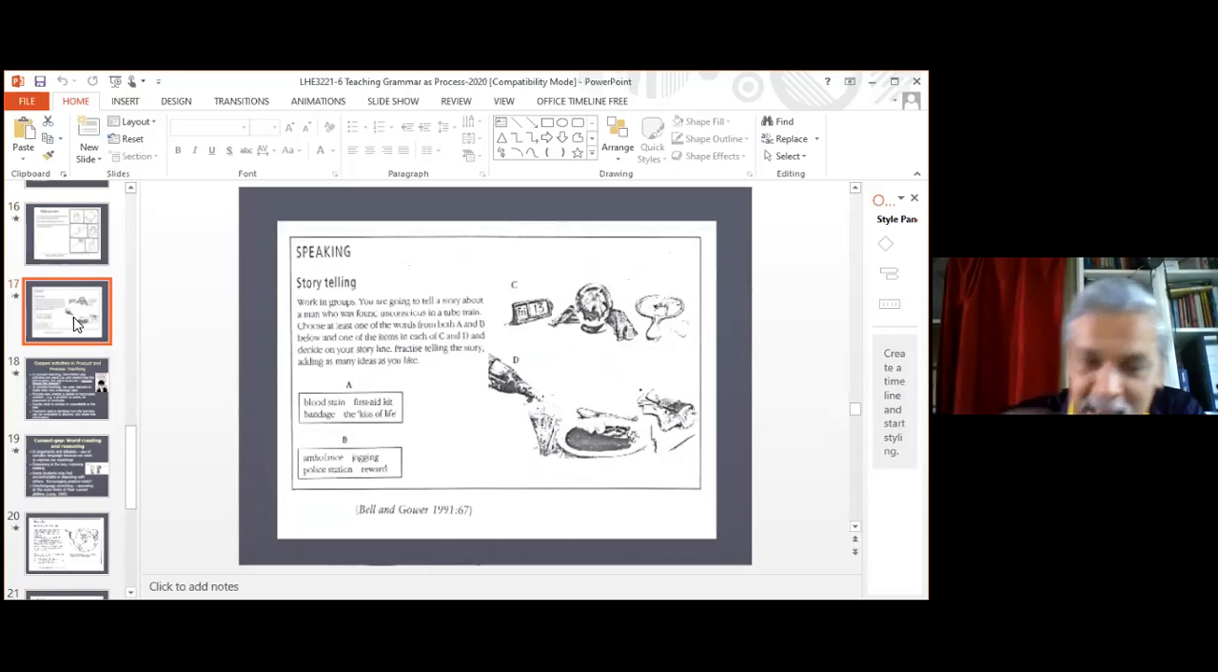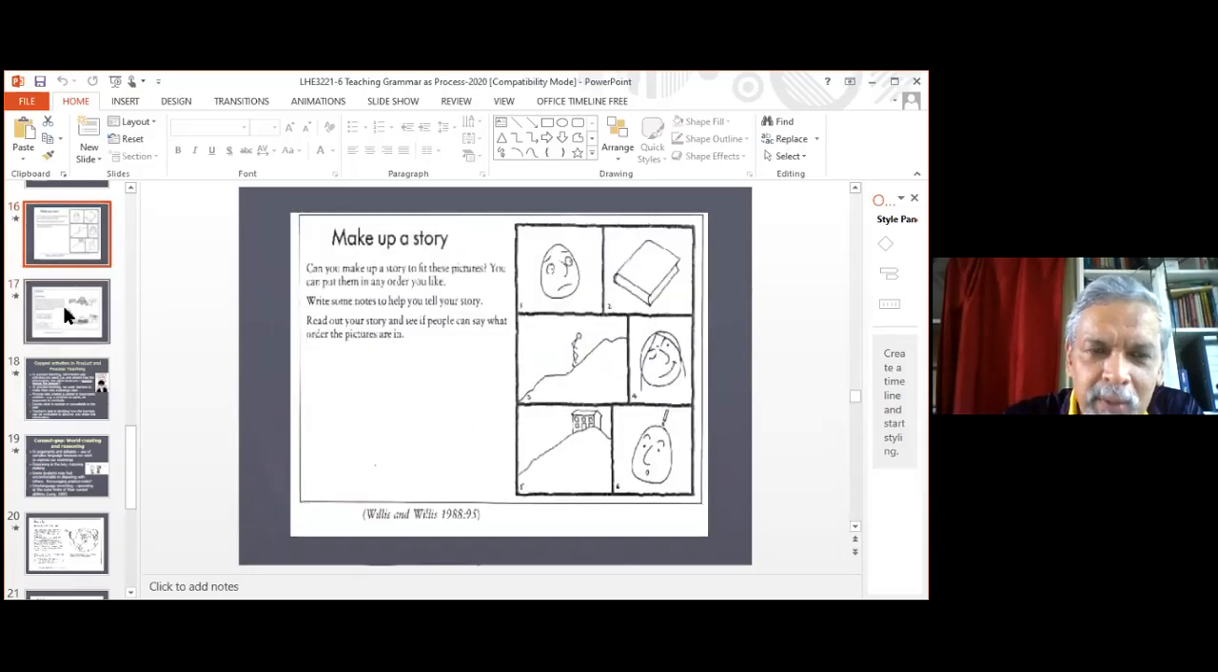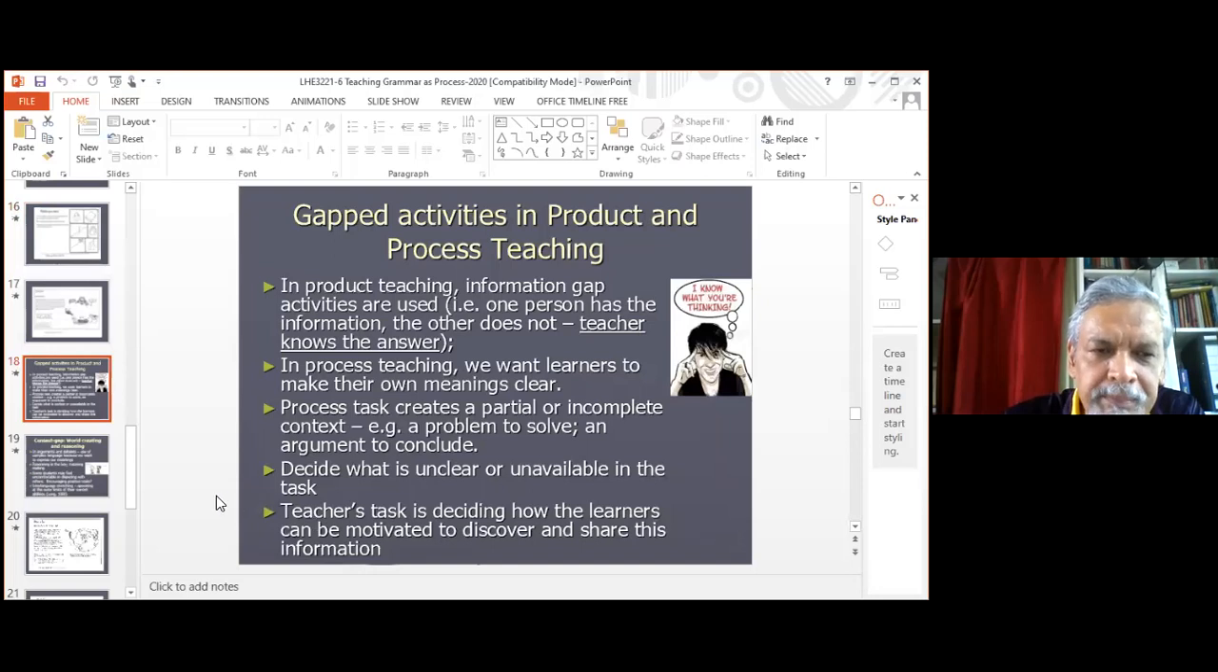So the teacher has to think of how to motivate or encourage the students to participate or complete this activity which has an information gap. Okay, so that's one of the other roles of the teacher.